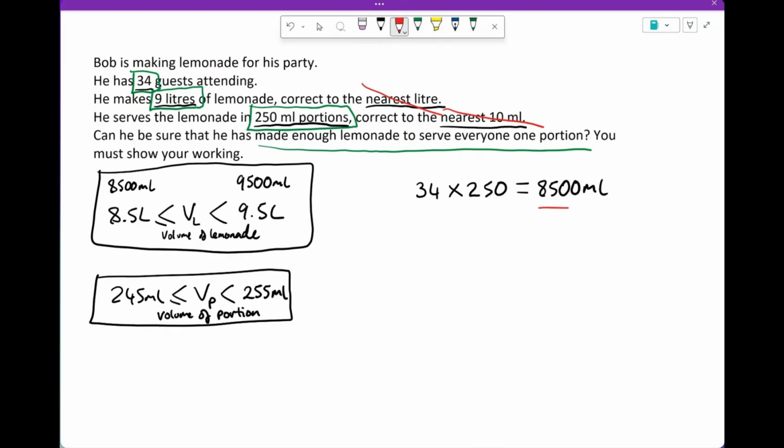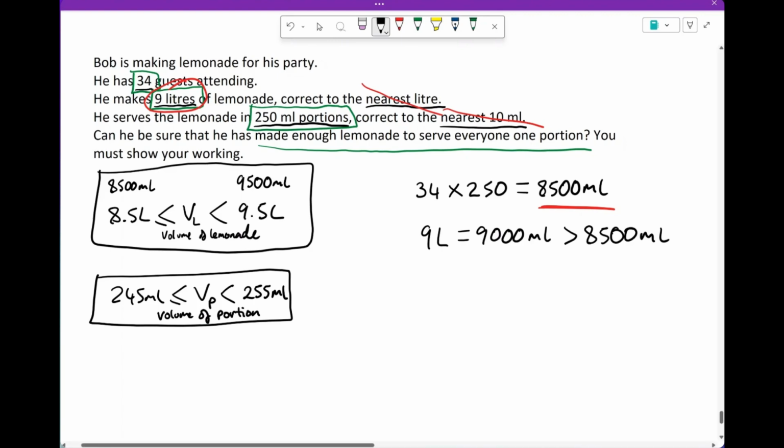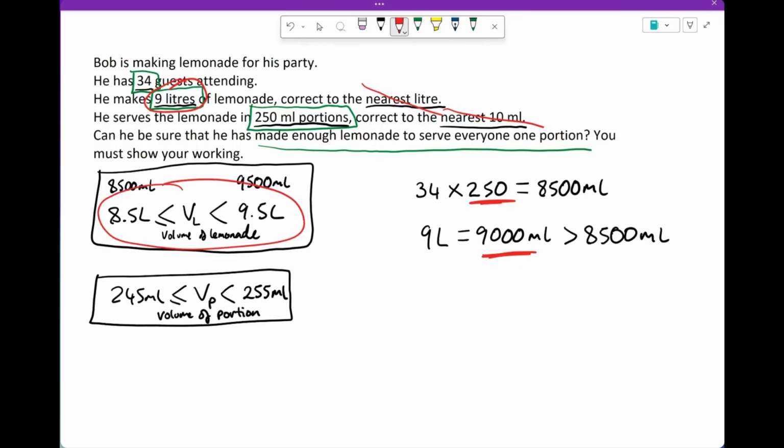Then what we'd do is we'd compare this value here with how much lemonade he's made, because 8,500 is how much he needs to give out. Well, how much he's actually made is 9 litres. So 9 litres is equal to 9,000 millilitres, and that is greater than 8,500 millilitres. So therefore, he has made more than he needs to give out, so he could be sure that he's made enough. However, remember, these values I've used here for the 250 and the 9,000, they are not the actual correct values for the volumes. Okay, remember the volumes are just somewhere between our error intervals over here.